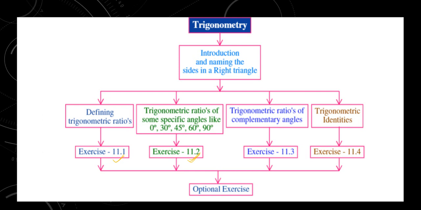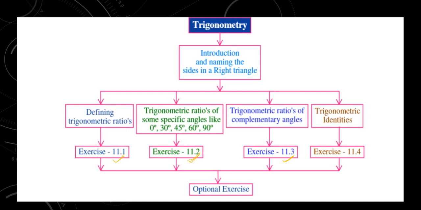After that we move on to the third exercise, which is based on trigonometric ratios of complementary angles. You already know what complementary angles are, right? If the sum of two angles is 90 degrees, then we say those angles are complementary angles. Based on that, we are going to learn how the trigonometric ratios change, and based on that we are going to have exercise 11.3, and finally trigonometric identities.